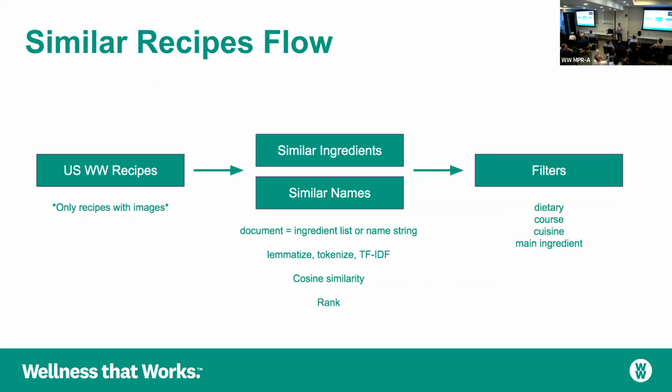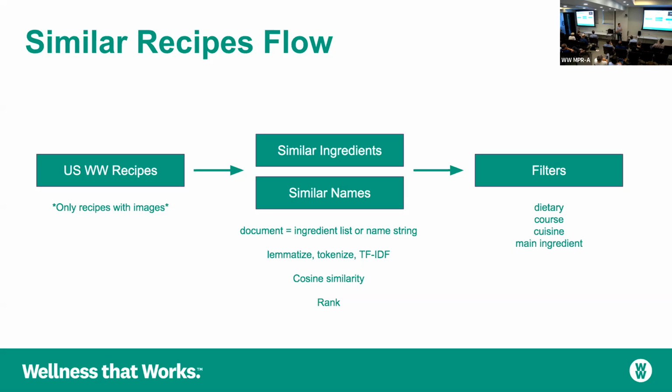So we're just going to implement a really simple model. We're going to take all our US recipes. We have a couple thousand recipes. We're going to filter out, do our data cleaning, get rid of recipes that don't have images, so they're not going to render in the UI. And then we're going to just put these into a simple similar ingredients and similar name-based model. So the document in this case is a list of ingredients or a list of names, we have these two separate models.